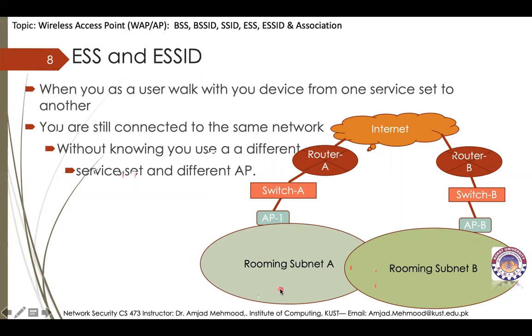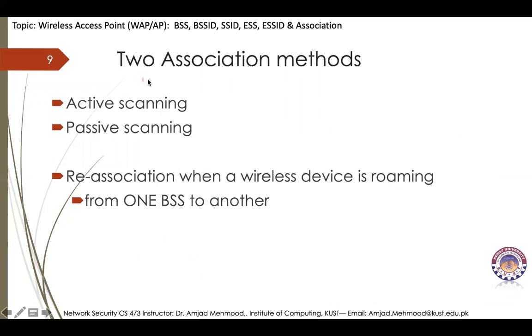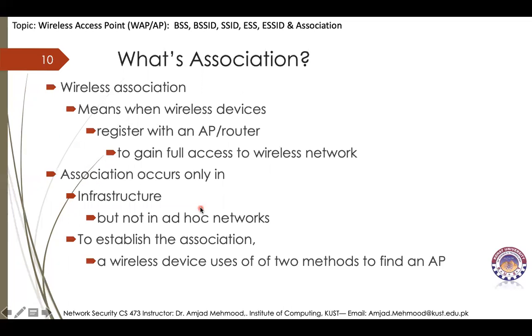So if you are moving from one AP to another, you will remain connected without knowing the different service sets and different access points. You seamlessly remain connected. Now come to association. There are two types of association, active scanning and passive scanning, and then re-association when a wireless device is roaming from one BSS to another. Now first, what is association?